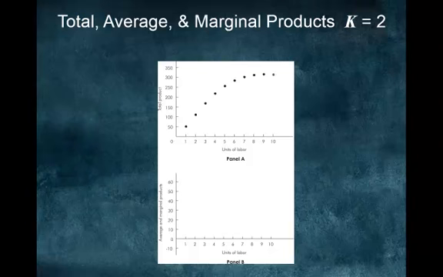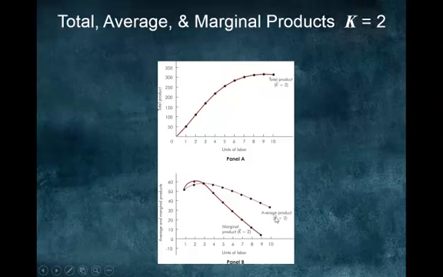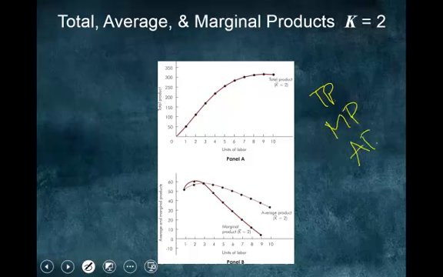So let's draw a curve when capital is fixed. Based on the schedules, we have drawn the graph. In the graph, the first one is the total product. In the second diagram, we can see the marginal product and the average product. We said in the previous slide that in stage one, TP, MP, and AP all increase. Look at that here.